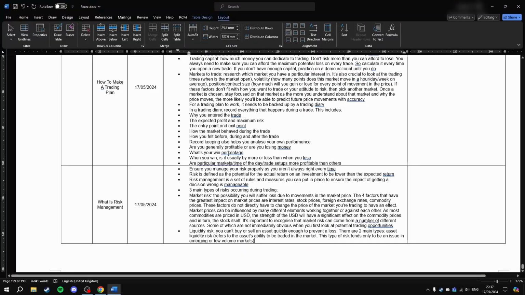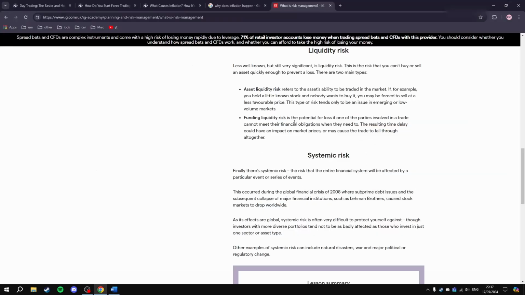Funding liquidity risk. The potential for a loss if one of the parties involved in the trade cannot meet their financial obligations when they need to. The resulting time delay could have an impact on market prices, or may cause the trade to fall through altogether.